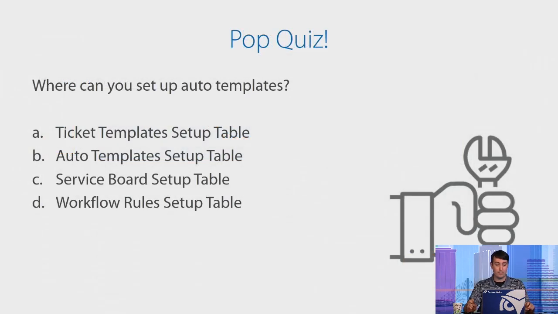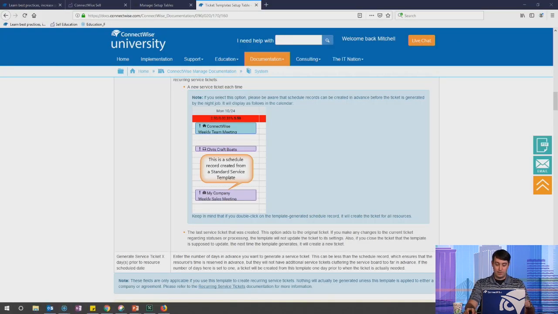All right, time for a pop quiz. Where can you set up auto templates? Are auto templates set up in the ticket template setup table, the auto template setup table, the service board setup table, or the workflow rule setup table? Let me hear what you think in the answer pod.